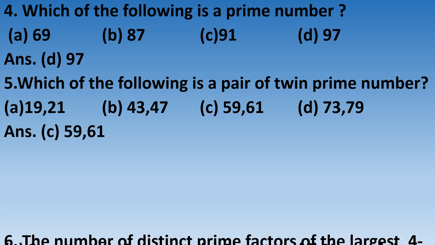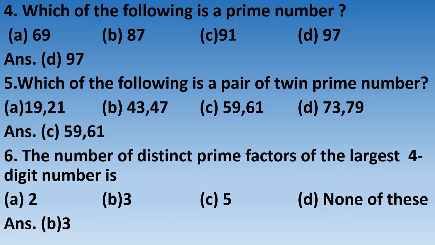Sixth, the number of distinct prime factors of the largest 4-digit number is. For this, you have to write down the largest 4-digit number and then you have to find out its prime factors. And then you have to tell how many distinct, means different, prime factors it has. Answer is 3. It has 3 distinct prime factors.